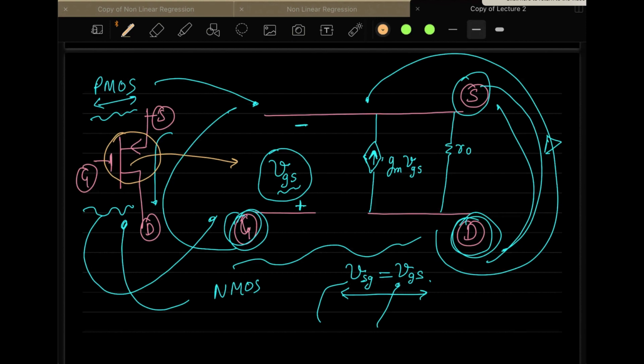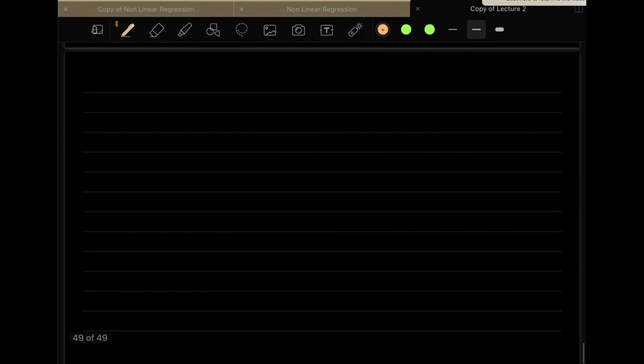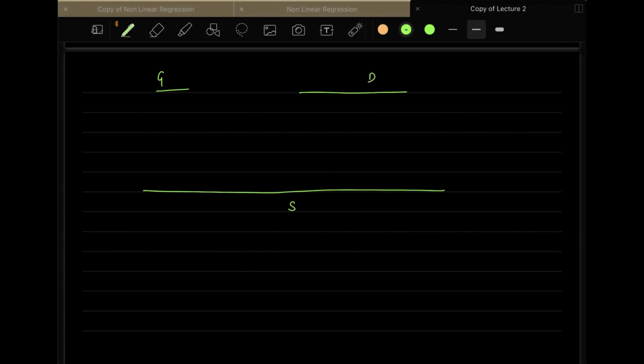Okay, so if that is the case, let us redraw the small signal model again for the MOSFET. It will be like this. You have a source terminal here, a gate terminal here, and then we have a drain terminal, and then we have a voltage controlled current source, which we represent like this.